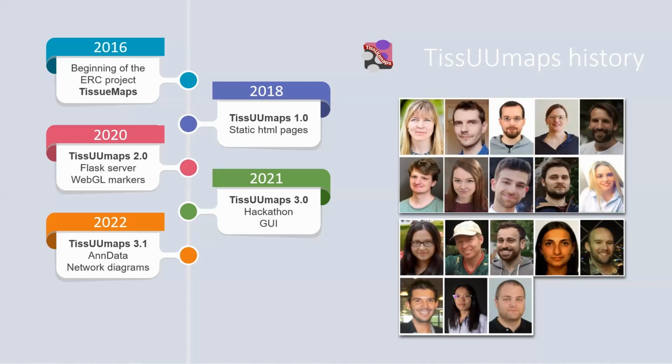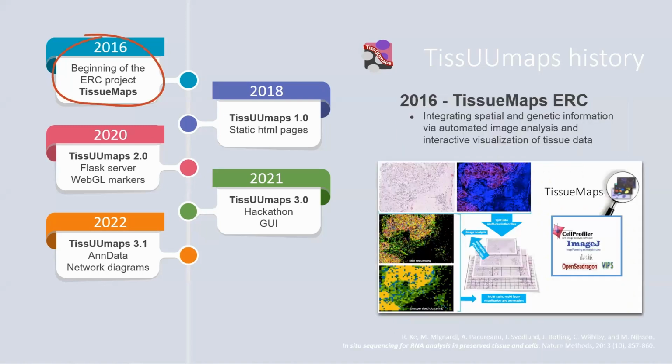It was actually called TissUUmaps with a normal tissue in the beginning, and was renamed in 2018 as TissUUmaps for kind of copyright reasons. But in 2016, the project started to explore spatial and genetic information with Carolina Wählby's lab. And the idea was really to have a pyramidal view of the images and also gene expression on top of it, and to have that as a web-based interface.